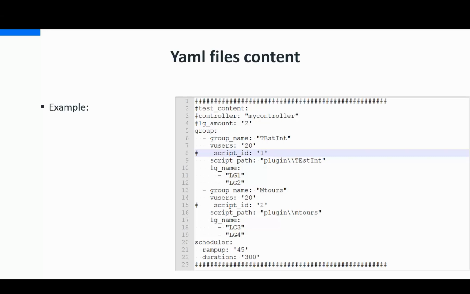As you can see, the script ID is commented out, and I prefer to specify the script from its location on the Git repository. And for the LG name, I want LG1 and LG2 to be running it, and the next LG3 and LG4. So I'm allocating 4 LGs, 2 for the first and 2 for the second. And I have a scheduler with a ramp up and duration defined here.